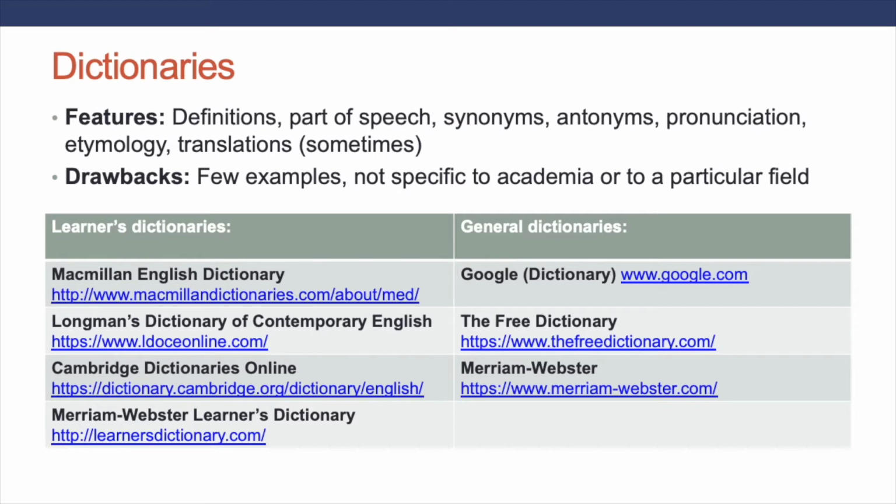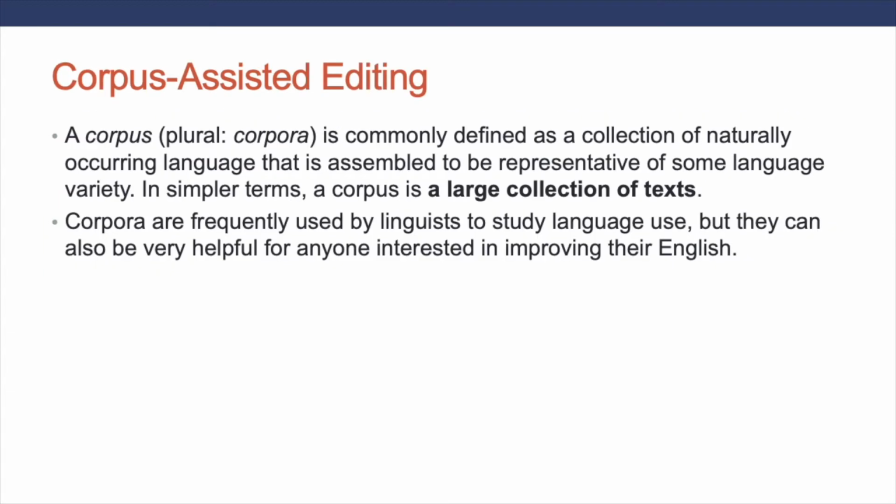But what if the dictionary doesn't give you all the information you need, like whether a word is appropriate in your field? Or what if you don't actually know which word you need to use? For these occasions, we advise consulting other tools in conjunction with a dictionary. One of these tools is a corpus.